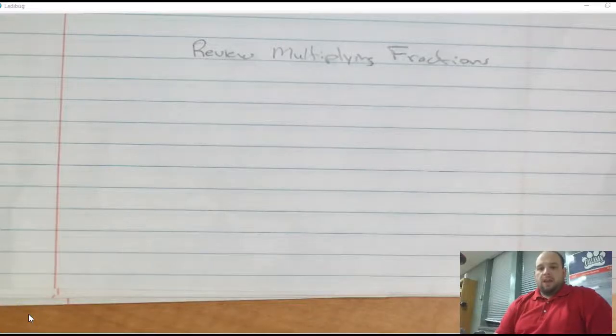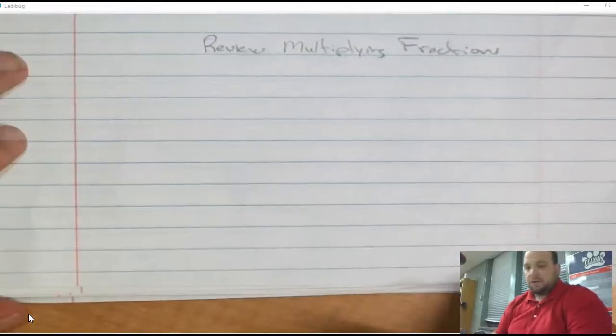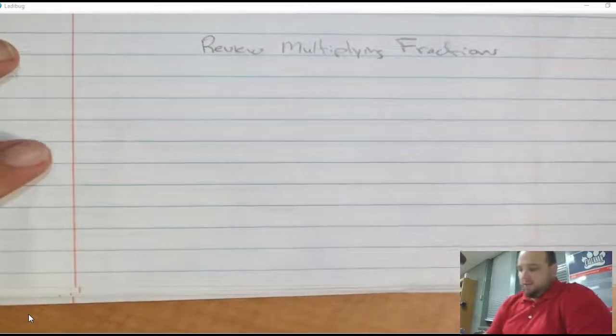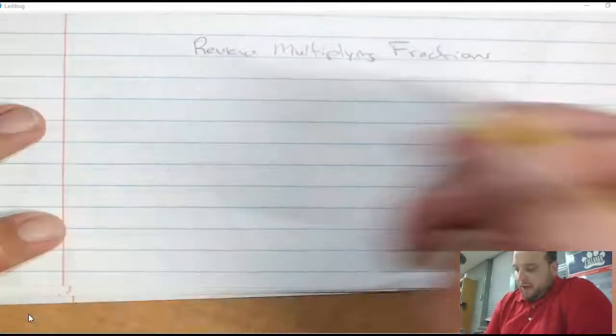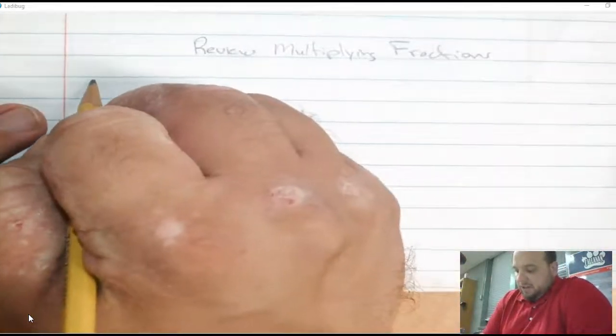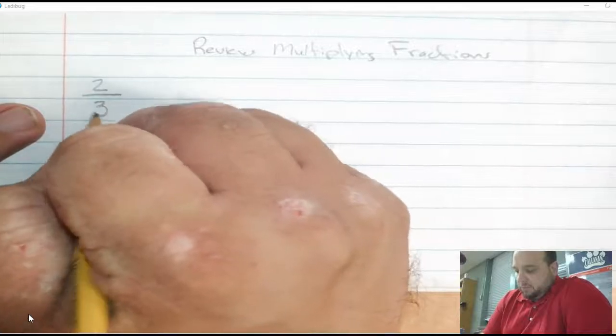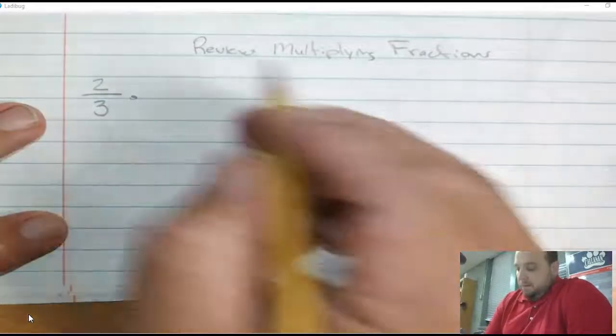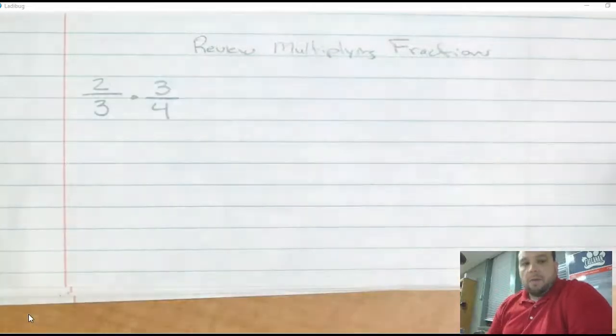All right, let's go ahead and learn how to review multiplying fractions. This is a concept you probably learned in 6th and 7th grade, so let's just go ahead and review it, okay? Multiplying fractions. So again, I'm going to take a fraction like 2/3, and I'm going to multiply it by a fraction of 3/4, okay? So how do I do this?